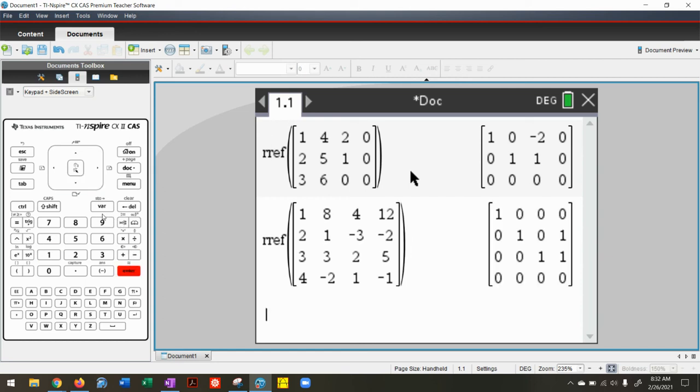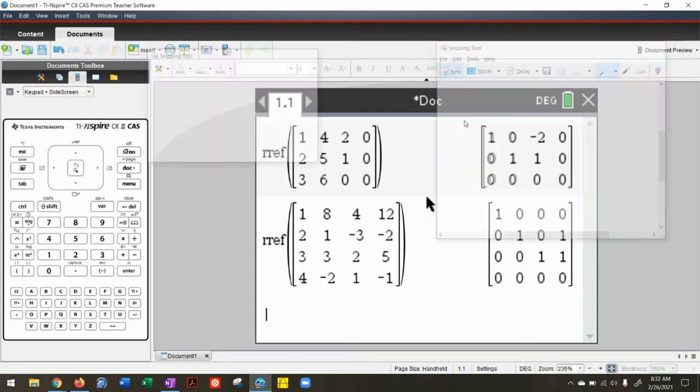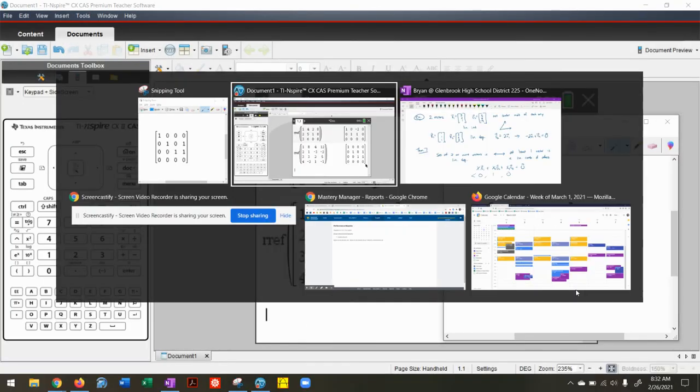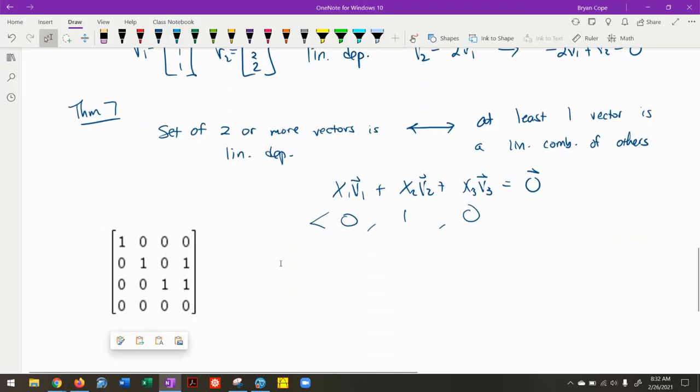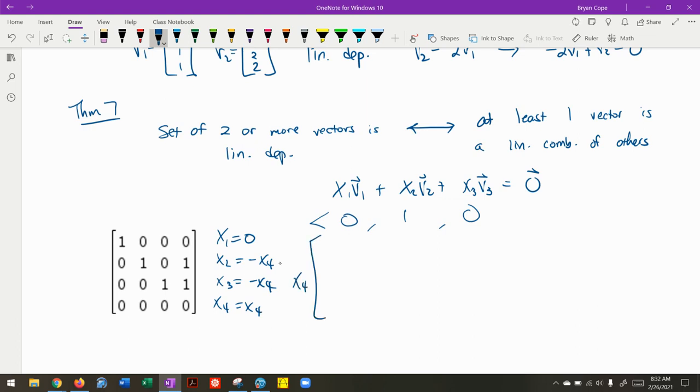Okay, so this is an example of 4 vectors in R4. We see that x1 is 0, x2 is negative x4, x3 is negative x4, and x4 is free, right? So we could say that the solution to Ax equals 0 is this. Well, now what does that come out to be as far as the vector equation? It would be 0 v1, minus v2 minus v3 plus v4 equals the 0 vector.